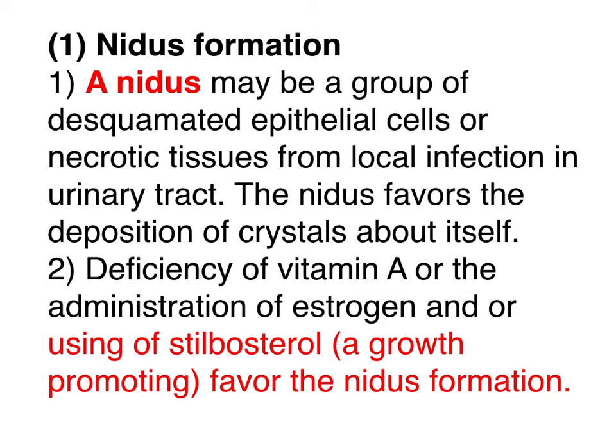النيدس may be a group of desquamated epithelium، عبارة عن خلايا طلائية منسلخة or necrotic tissue from local infection in the urinary tract. The nidus favors the deposition of a crystal about itself. يحدث deficiency of vitamin A or the administration of estrogen and or using of stilbestrol, a growth promoting factor, favor the nidus formation. فهذه هي العامل الأول في تكوين الحصى.